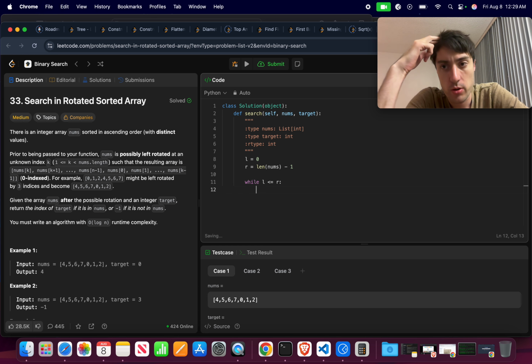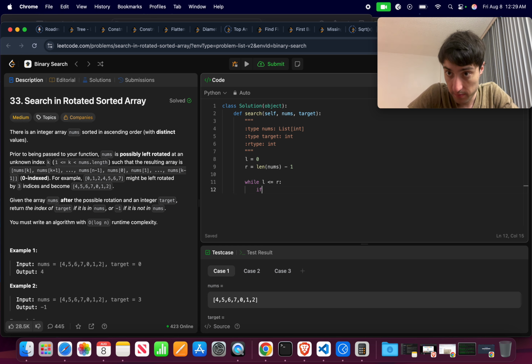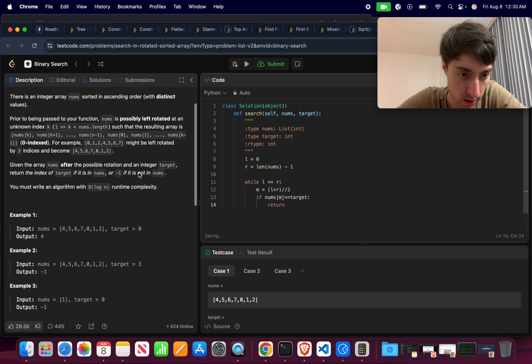So what do I want to do? Oh no, I need to find mid. So mid is going to be equal to left plus right, integer division 2. Now, if nums of mid is equal to target, what can we do? We can return, and what does it even want us to return? The index, right?